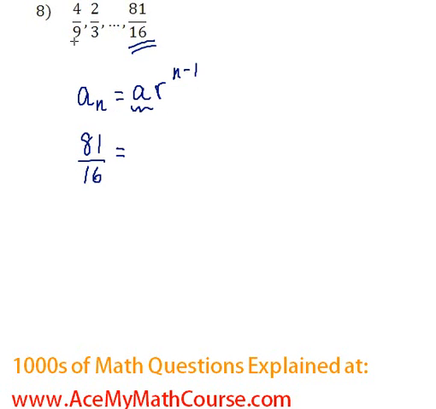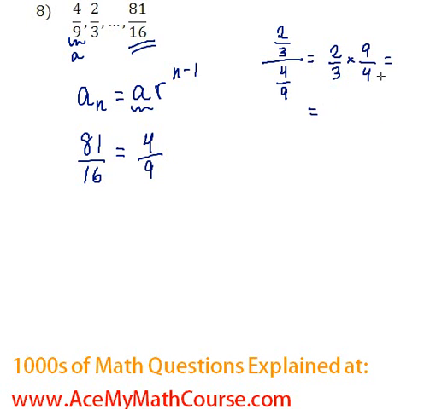A is the first term, which is 4 over 9. So 4 over 9. And what about r? What is r? To find out r, I can just take the 2 over 3 and divide it by the previous term, which is 4 over 9. Great. So I can just basically flip the second fraction and multiply it.